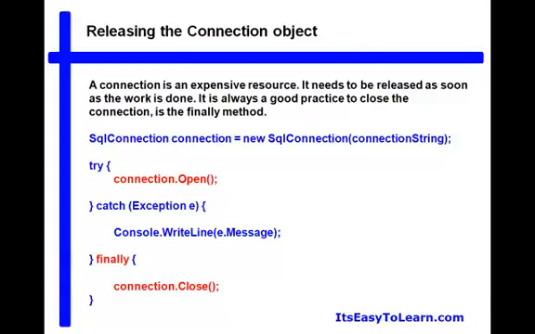Okay, once we have the connection string, we can create a connection using new connection. Once we create the connection object, we open the connection using the Open method. Since the connection is an expensive resource, it is always a good practice to close the connection in the finally block.